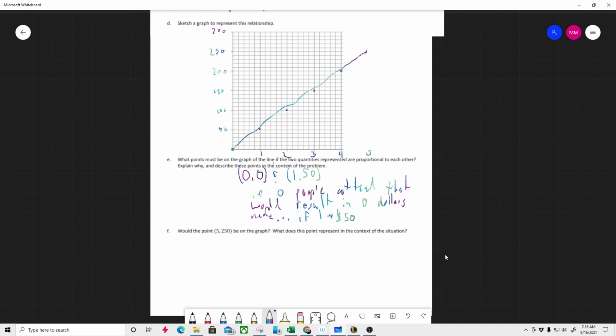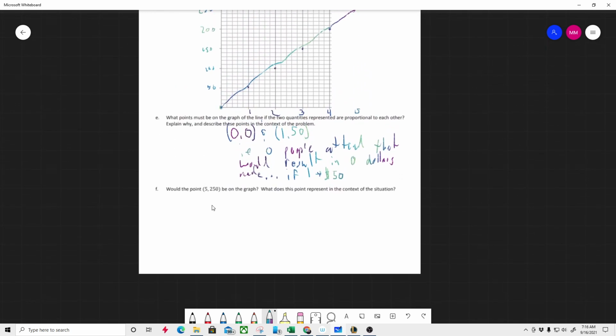All right, would the point (5, 250) be on the graph? What does this point represent? So we already answered this because we are slick. Yes. What does it represent? It's just like this question, right? So it represents 5 people paying $250.